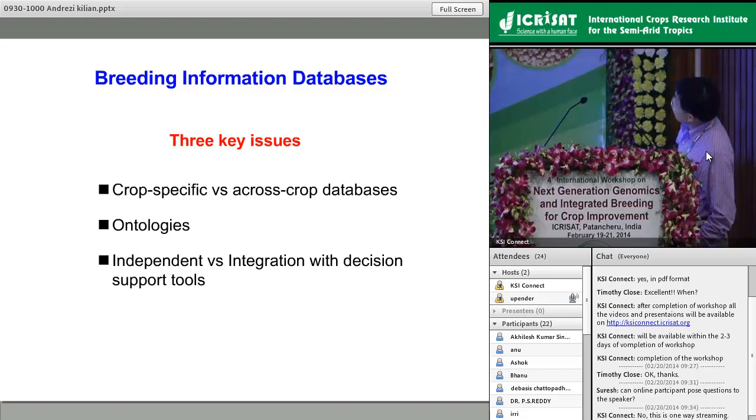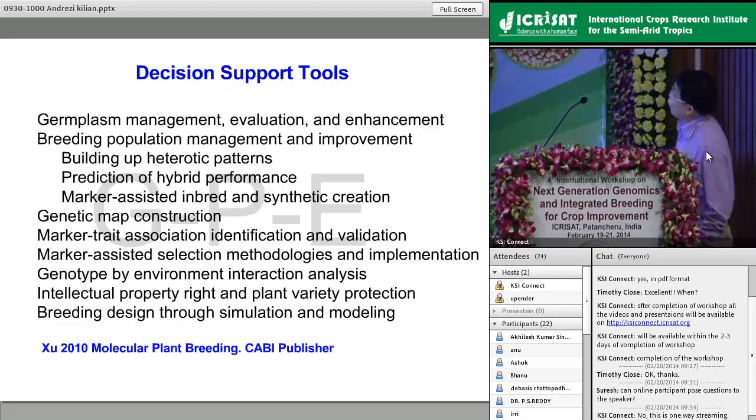Except that, there are 3 key things important for the breeding information database, as the previous speaker mentioned about the ontology. I think we also need the section on crop specimens and also a cross-crop database. And this should be integrated with decision supporting tools. So that's the decision supporting tool list we need, from GPE evaluation, map construction, marker selection, even IP protection.